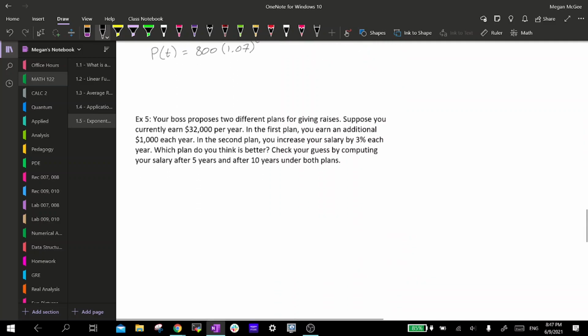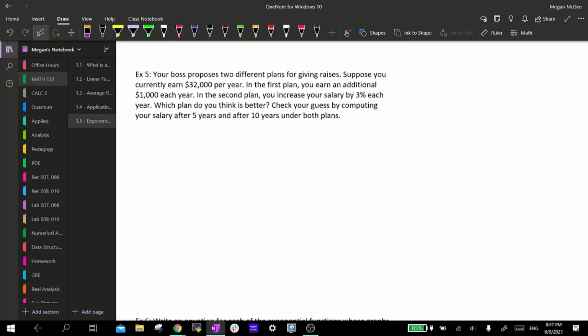Moving on to example 5. Say your boss proposes 2 different plans for giving raises, and suppose that you currently earn $32,000 per year. In the first plan, you earn an additional $1,000 each year. In the second plan, you increase your salary by 3% each year. Which plan do you think is better? And then we're going to check your guess by computing the salary for 5 years and then 10 years under both plans. So take a second, think, which plan would you pick right off the bat? And then we'll see if your guess makes sense mathematically.